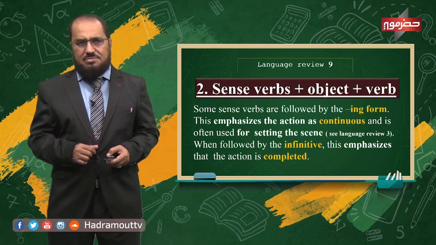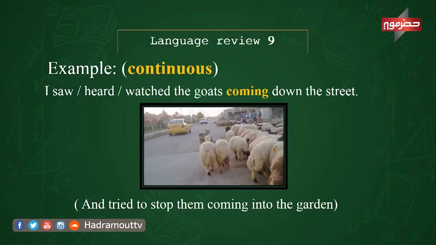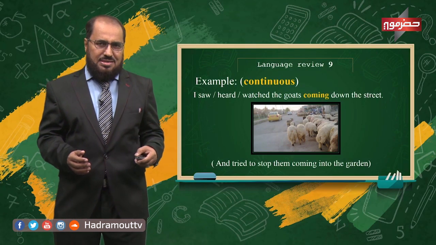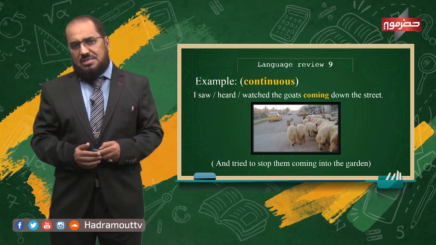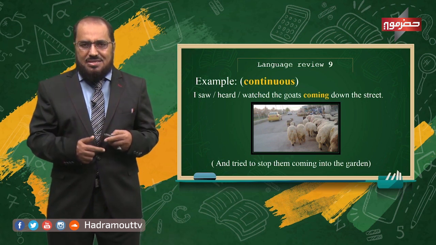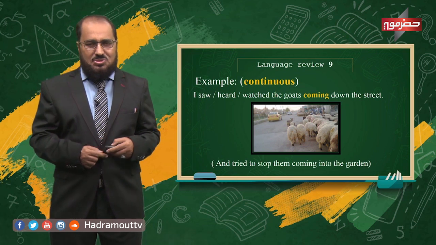Let's have an example. Look at this. Look at the picture. I saw, or I heard, or I watched the goats coming down the street. Okay? The goats coming, not come here. Why? Because the goats starting going down to the street. Okay? And try to stop them coming into the garden. Here the action is continuous. The goat is starting going down into the street.